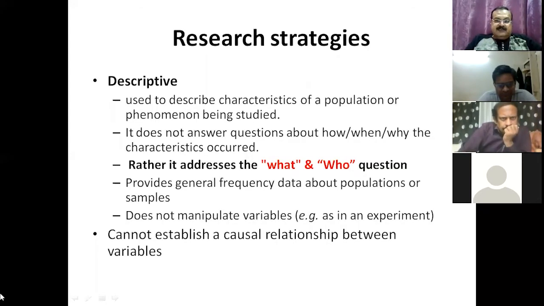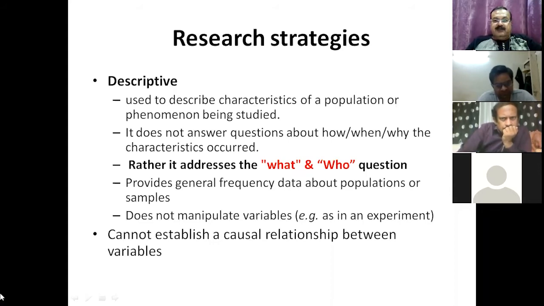Then there are descriptive studies. Descriptive is basically which describes the characteristics of a population. So basically, there are 5 questions: how, when, why, what, and who. These are the 5 questions that a research has to answer. So descriptive addresses what and who. That means it will tell you what kind of subjects will benefit or what kind of subjects will not benefit, and who will benefit, who will not benefit. But other questions it's not going to answer. So this is a descriptive study. It describes the characteristics of a population or a phenomenon being studied.